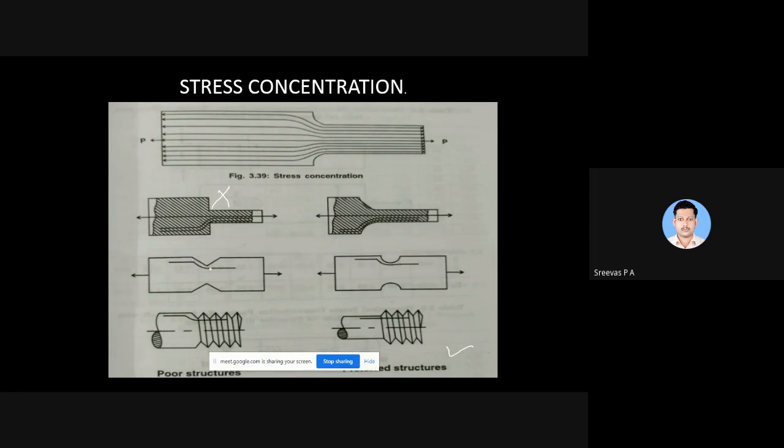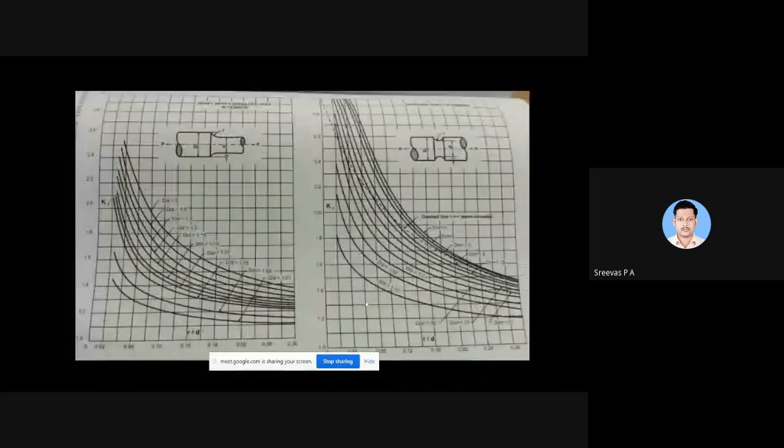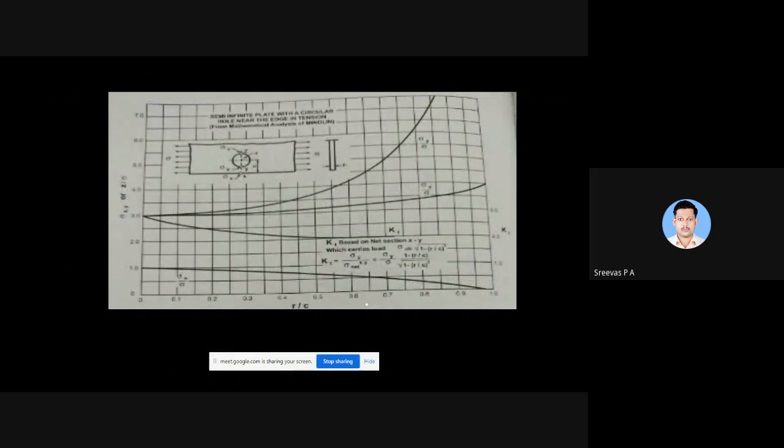Similarly, here also a sharp edge is there, right? This is a sharp edge. So we will not recommend this kind of machine parts. What we will do is make it curvy so that the concentration of stresses can be reduced. Similarly in this also. Now you consider this case.